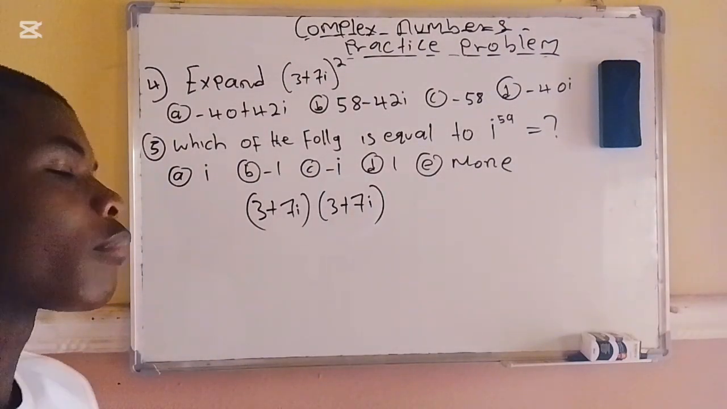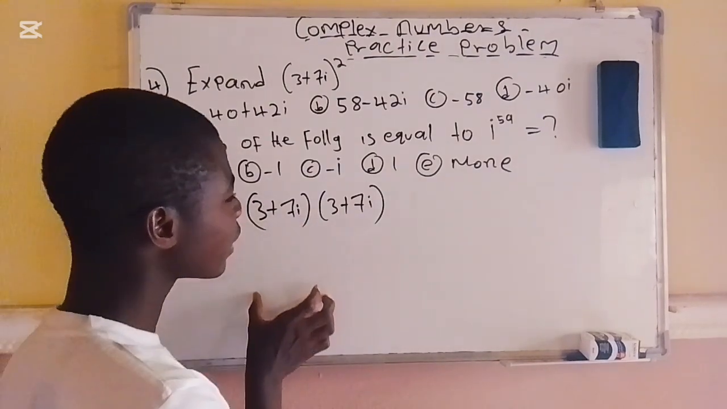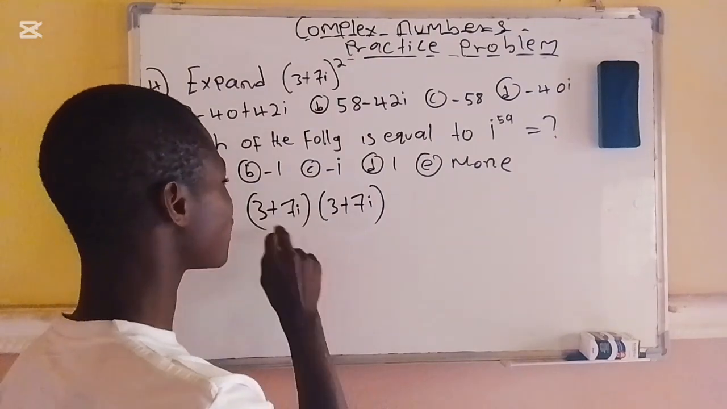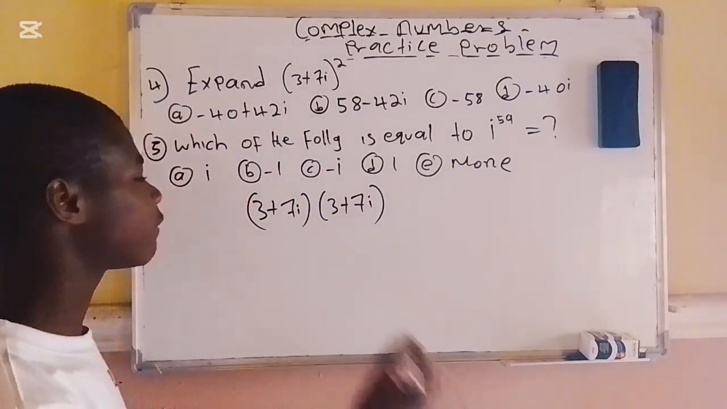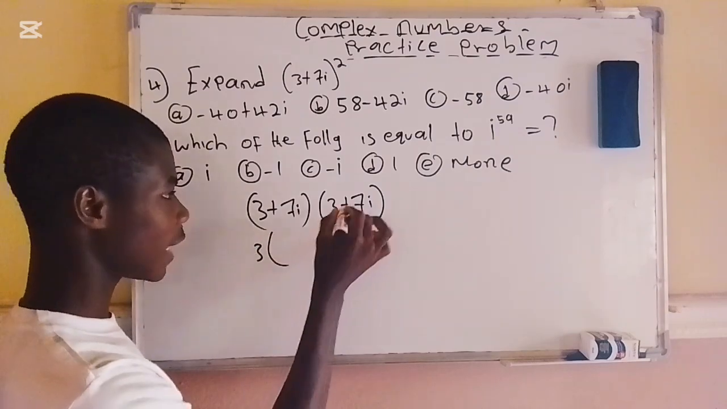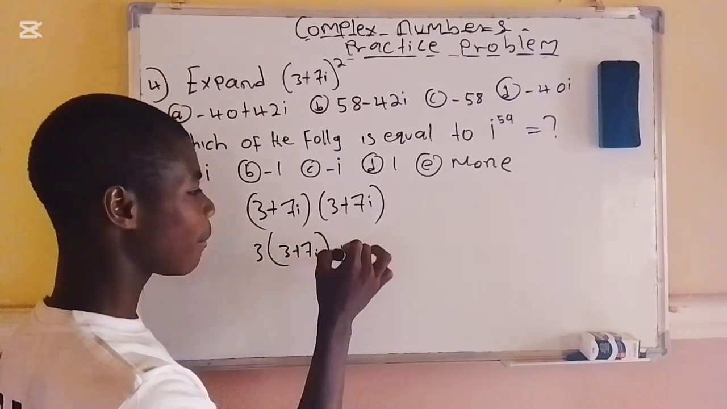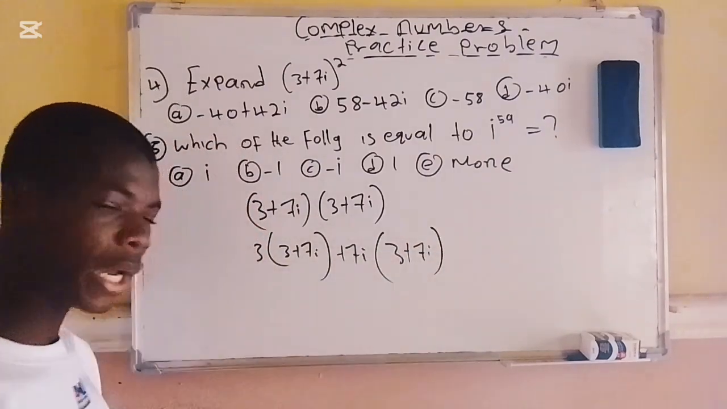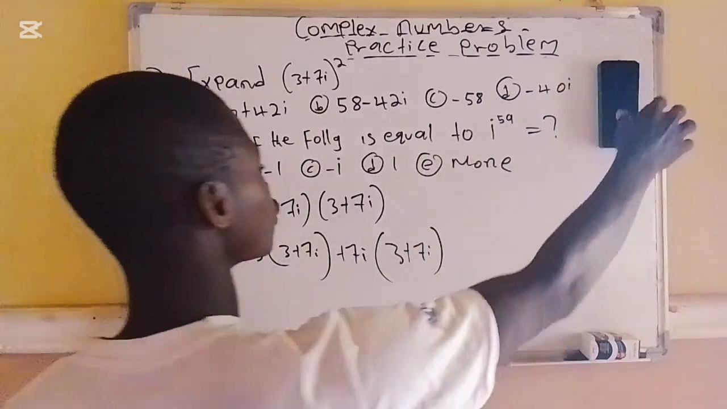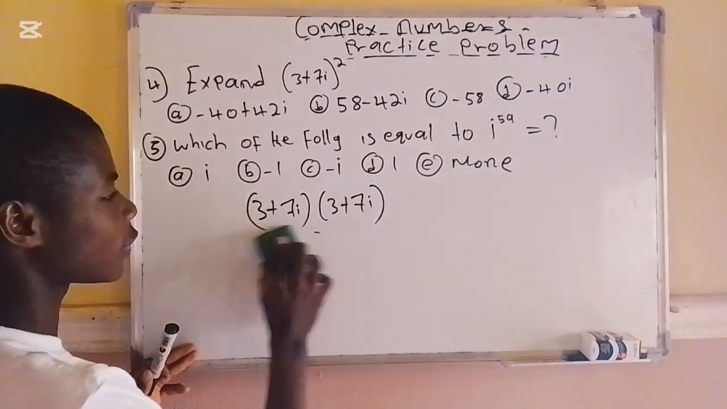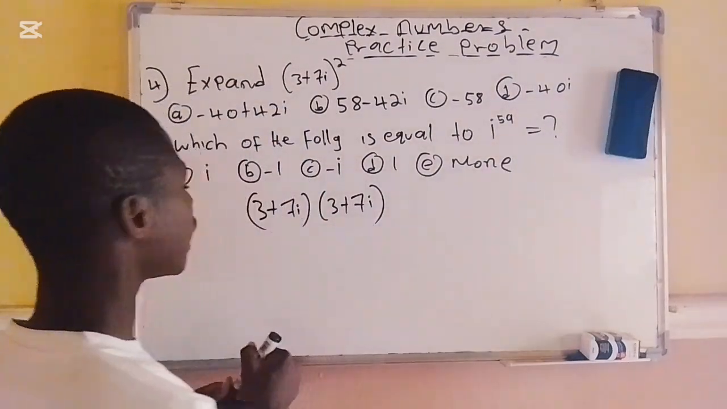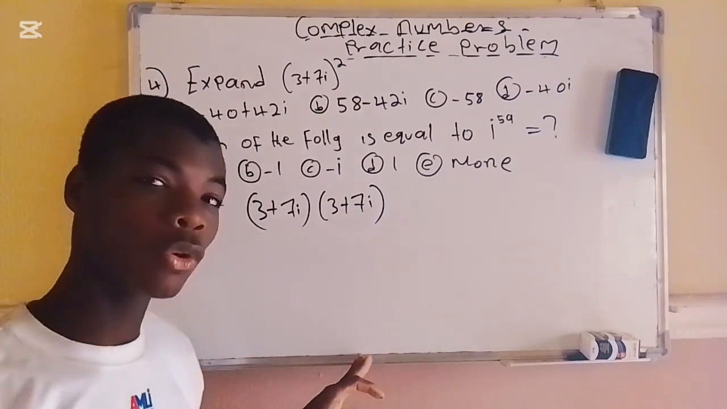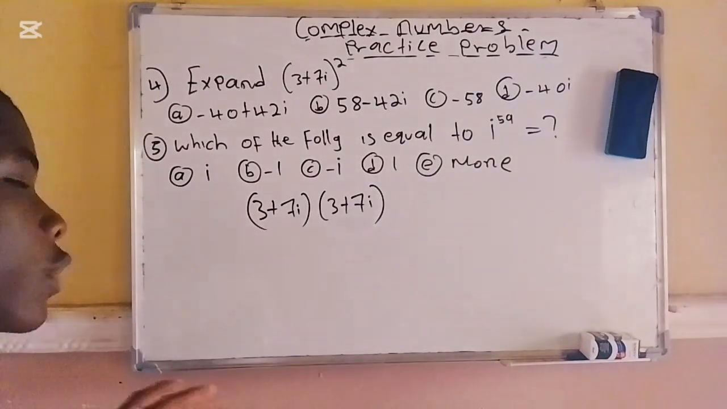To multiply complex numbers, the first bracket should be multiplied by the second bracket. You have to multiply the members of each, so you can simplify it like this: 3 multiplied by the first bracket, 7i plus, 7i multiplied again by the second bracket. You have to choose the way you are going to multiply complex numbers. For now, let's use this method, because in the second or third example, we use the other method.